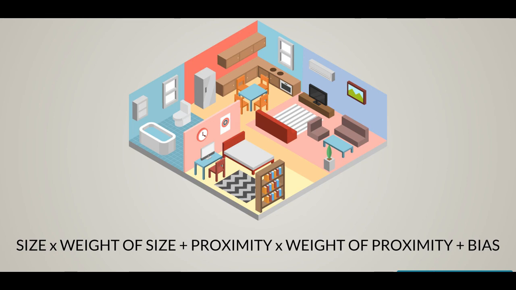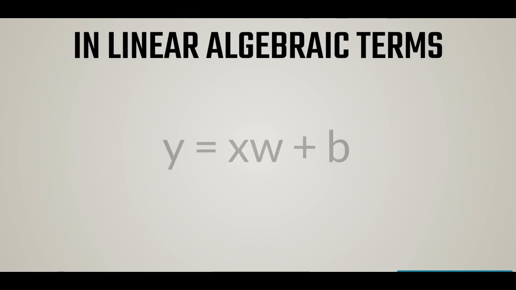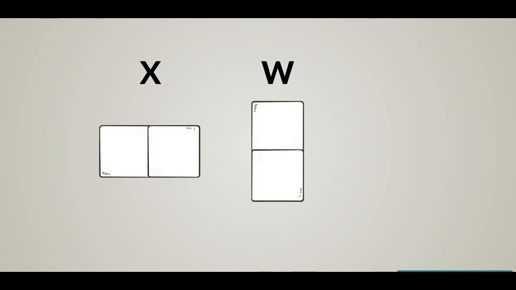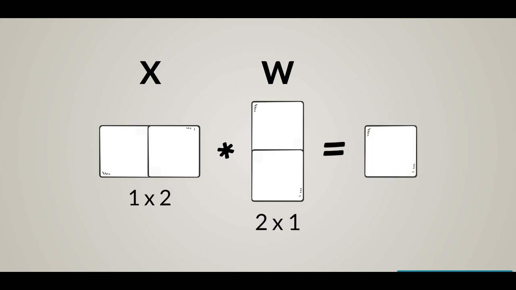If we want to state this expression in linear algebraic terms, we can use the same framework as before, x times w plus b. X and w are both vectors. X is 1 by 2 and w is 2 by 1. Multiplying x and w would give us a scalar, as 1 by 2 times 2 by 1 is equal to a 1 by 1 shape.